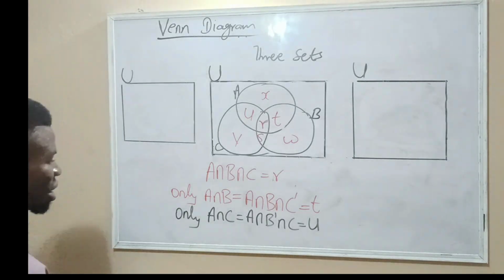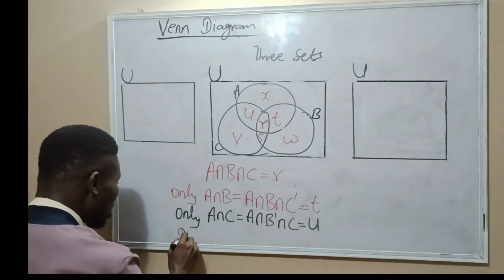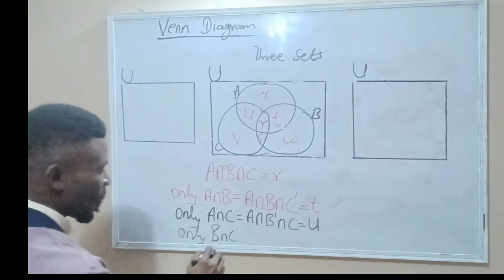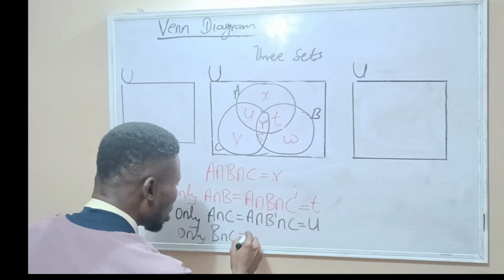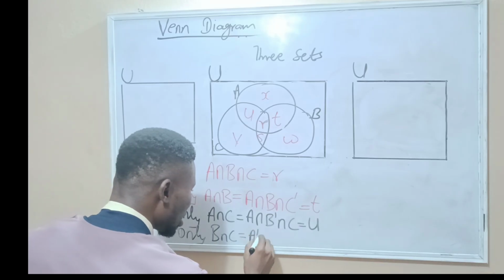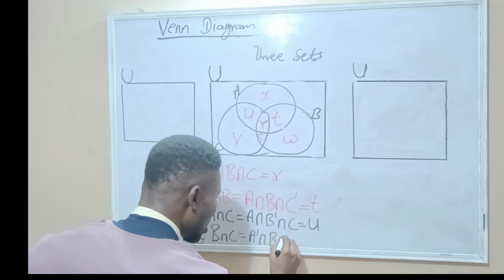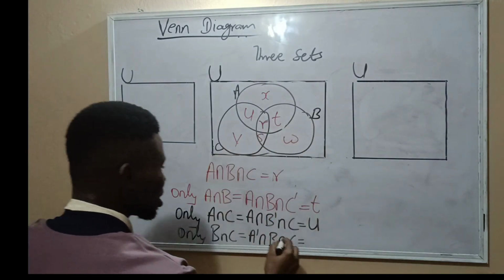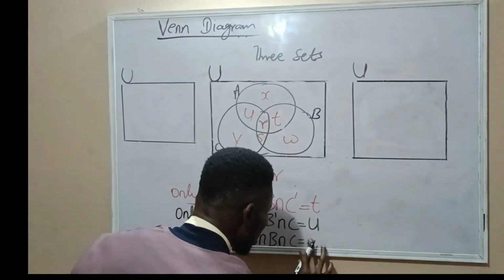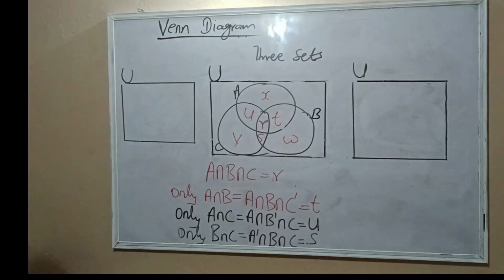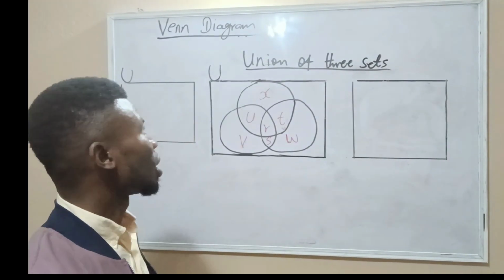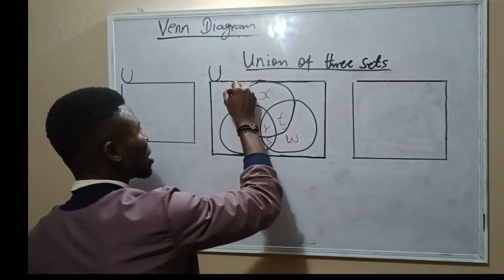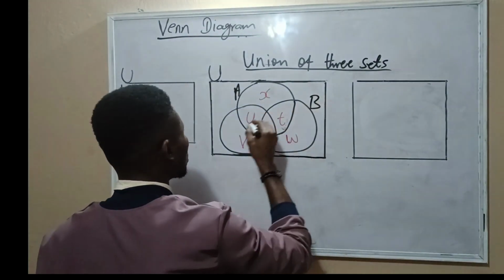And then the very last one is only B intersection C. And this is equal to A prime intersection B intersection C. And that is equal to B and C, that is equal to that S. That's S. Now, one last thing we want to look at is the union of three sets. The union of this set A, this is B, this is C.